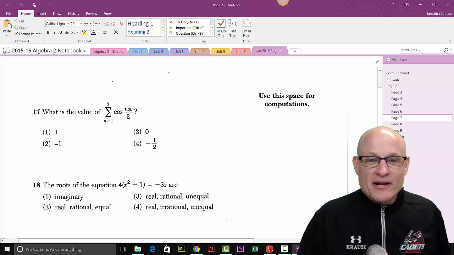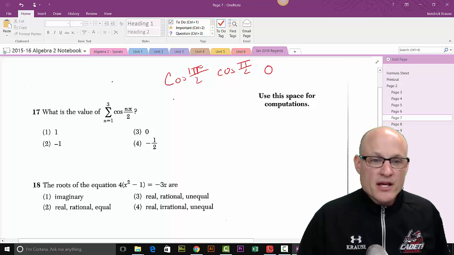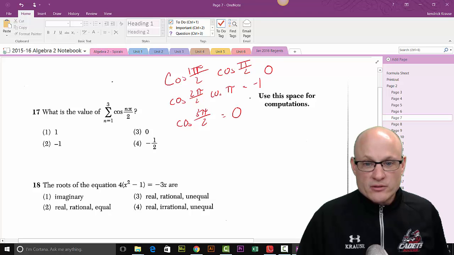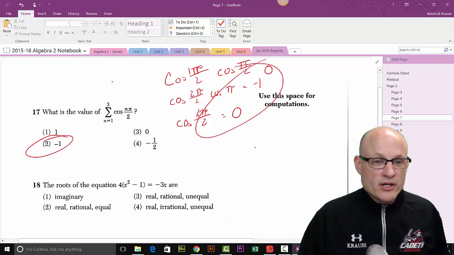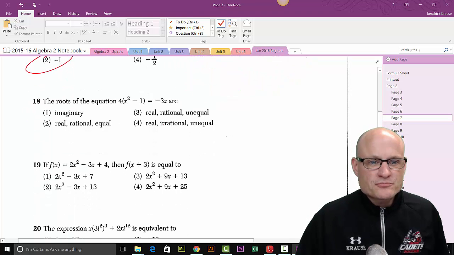For those of you that actually did it the right way, it's cosine of 1 pi over 2, which is the cosine of pi over 2, which is 0. And then we've got the cosine of 2 pi over 2, which is the cosine of pi, which is negative 1. And then we've got the cosine of 3 pi over 2, which is 0. So when you add those up, you get negative 1. That's why it's negative 1, but whatever. You could just use a calculator.